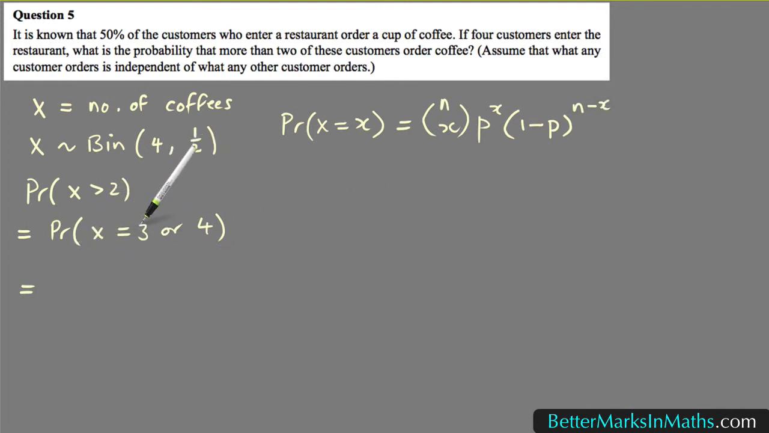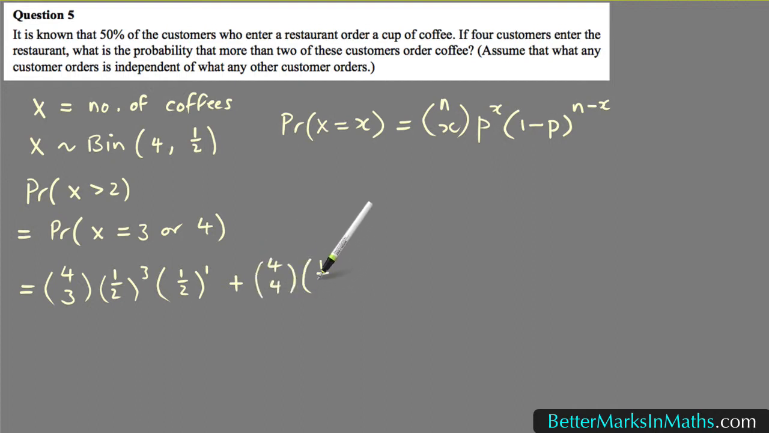First of all, the probability X equals 3 is going to be 4 choose 3, p, which is 1/2 to the power 3, and then 1 minus p, which is also 1/2 to the power 1, plus the probability that X equals 4, which is going to be 4 choose 4, p, which is 1/2 to the power 4, and then 1 minus p, which is 1/2 to the power 4 minus 4, which is 0.